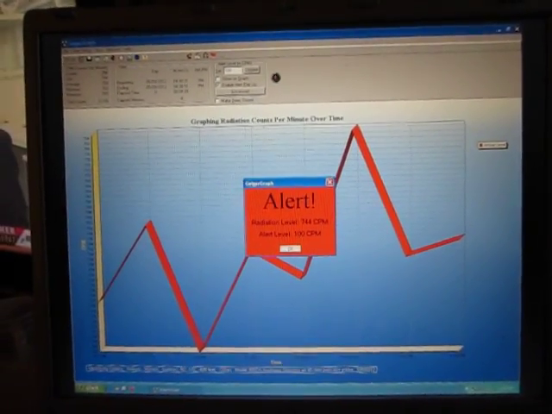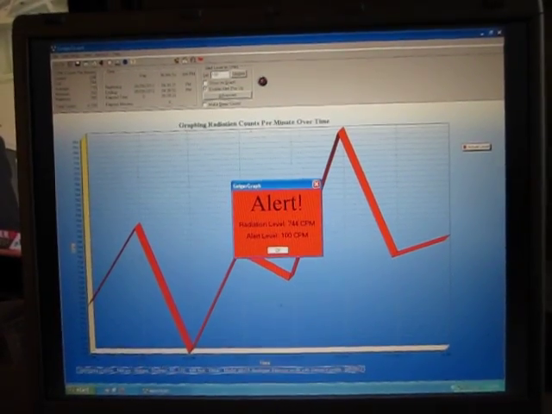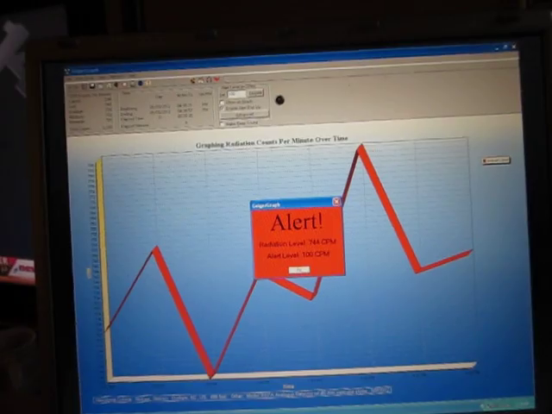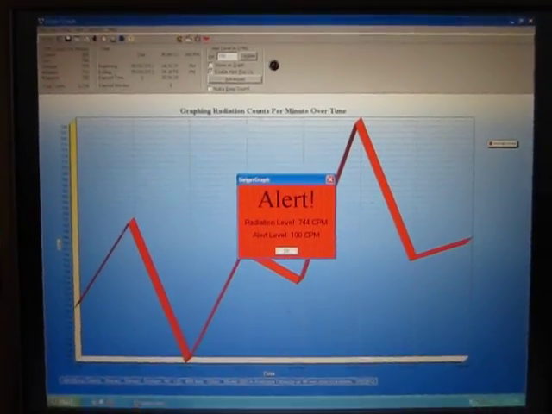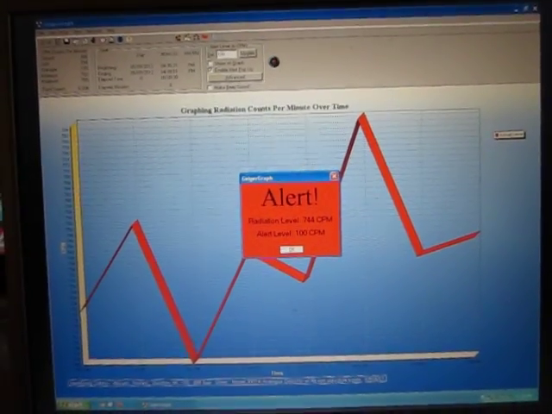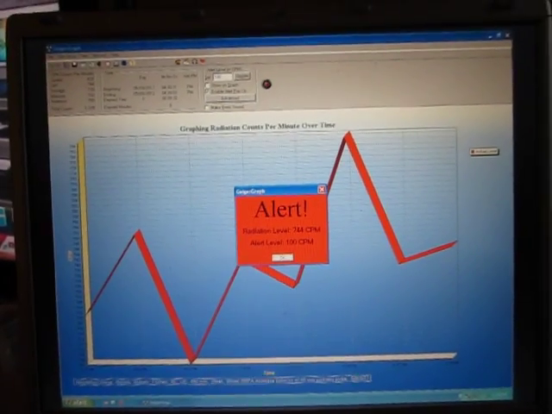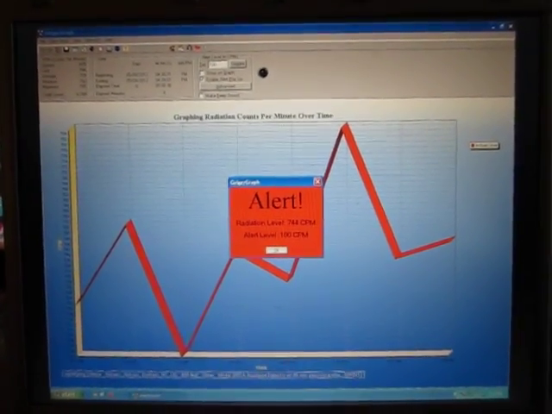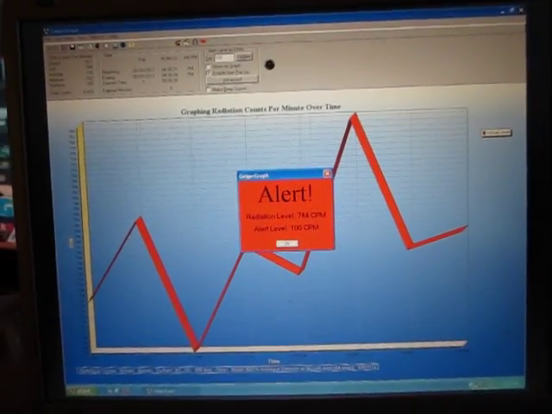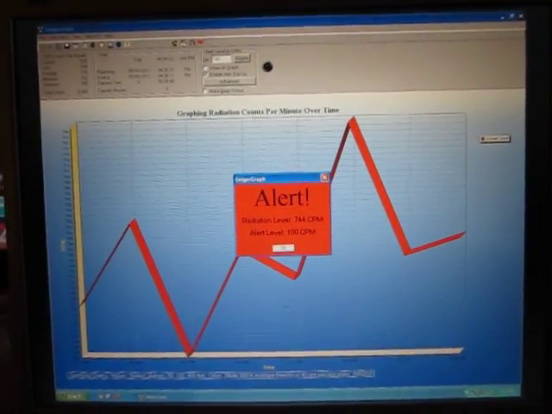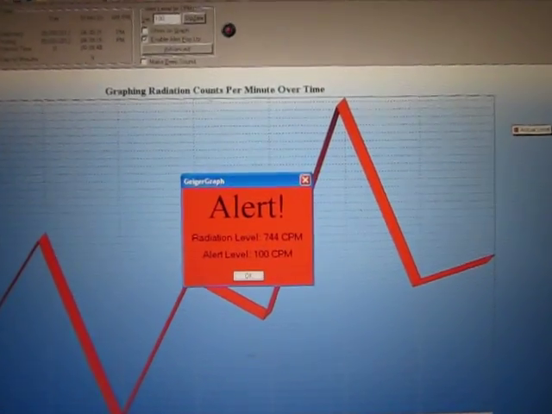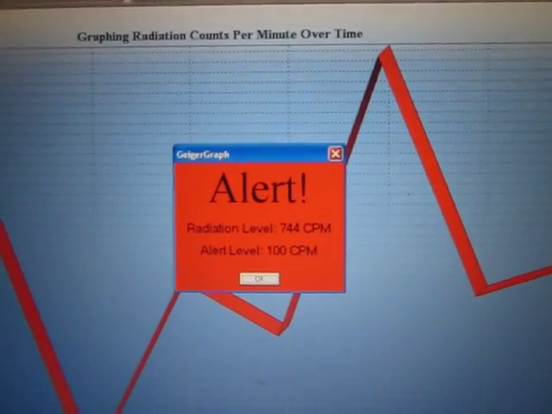We have an extremely hot rain sample collected here just a few moments ago. Current minute was 744 counts per minute. You're looking at the Geiger graph here on the laptop right in front of me. I'll show you the detector Geiger in a minute and the sample, but I'm going to try to zoom in a little bit on the actual alert level.